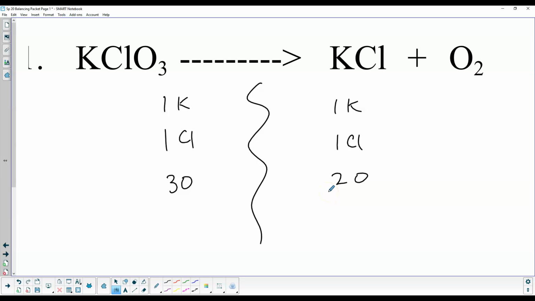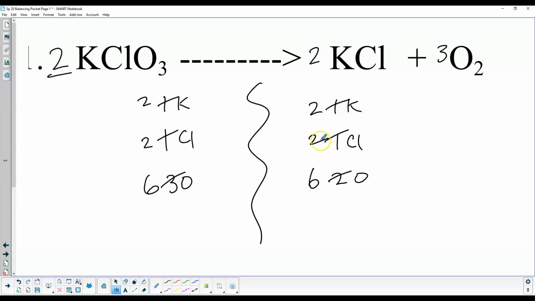Common factor of 3 and 2, both go into 6. If I flop a 3 here, this turns into 6. I'd have to put a 2 here to make this guy 6, but it also makes both potassium and chlorine 2. Well, how do I balance that? I put a 2 here. These both become 2. 2, 2, 6, 2, 2, 3 are the coefficients.